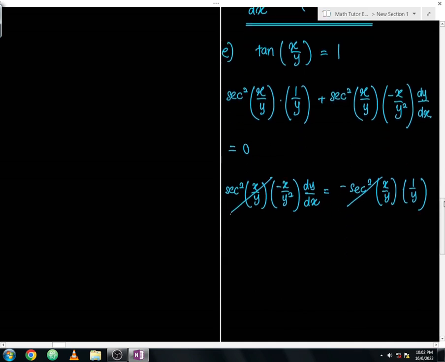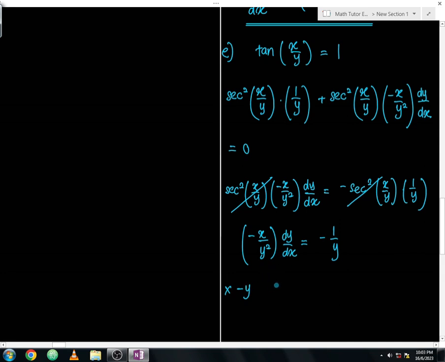So you're only left with negative x over y squared, dy over dx, equals negative 1 over y. For the next step, we're going to try to eliminate the y in negative 1 over y. How are you going to do that? We multiply by negative y on both sides of the equation.